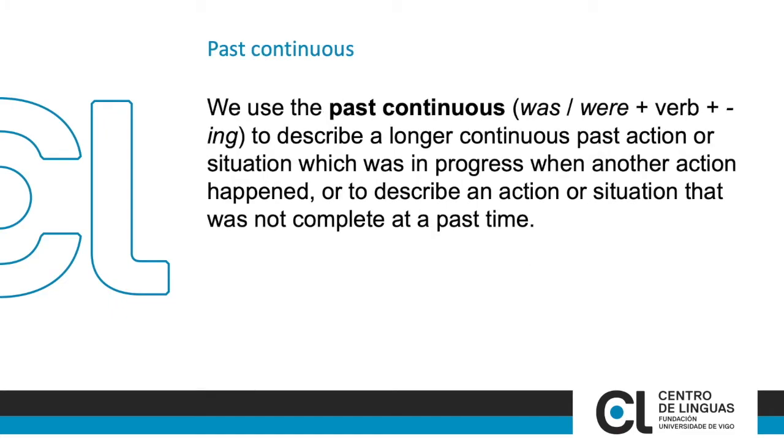We use the past continuous to talk about longer continuous past actions or a situation that was in progress when another action happened. We form the past continuous using was or were plus a verb plus ing. Let's look at some examples.